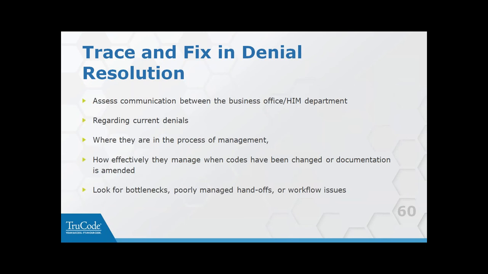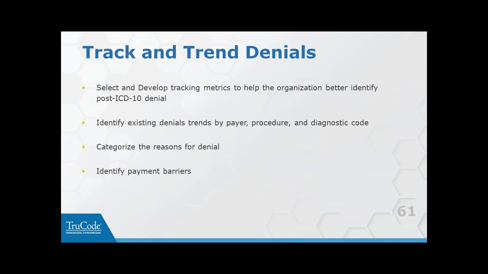We need to have a way to communicate between the business office and the HIM department. What are our current denials? Where are they in the process of management? How effectively are the codes going to be managed when they've been changed? What happens when a code is changed or documentation is amended? What happens in our electronic system? Who is in charge of that? And like I mentioned earlier with our system review, looking at our process, looking for bottlenecks, poorly managed handoffs, or workflow issues. All of these things can help with your post-implementation.